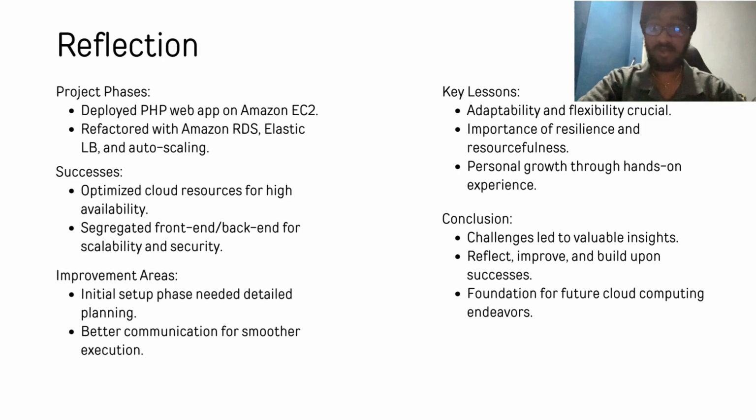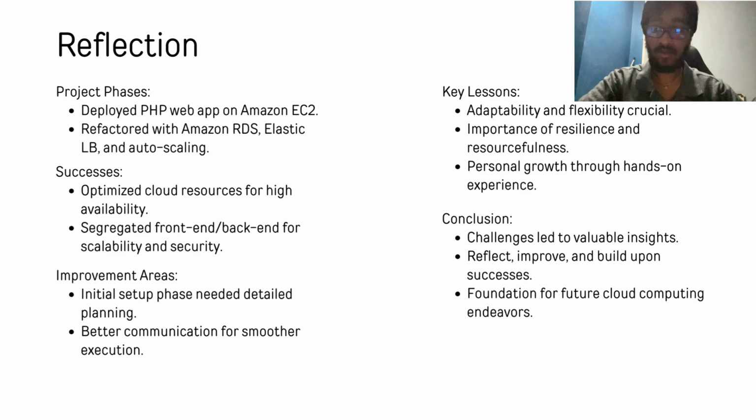Reflection. First, we began by developing a PHP web app on Amazon EC2, then progressively enhanced it with Amazon RDS, Elastic LB, and auto scaling. For the success, our strategy of optimizing cloud resources led to high availability and redundancy, segregating front-end and back-end components, significantly improving scalability, reliability, and security.